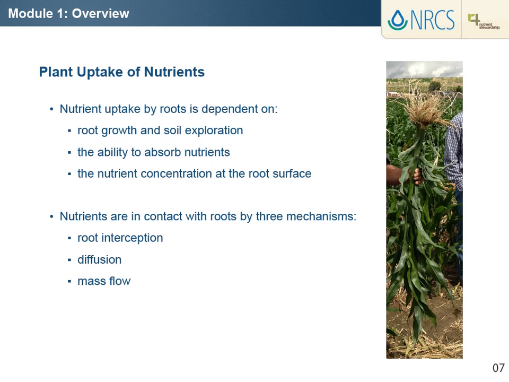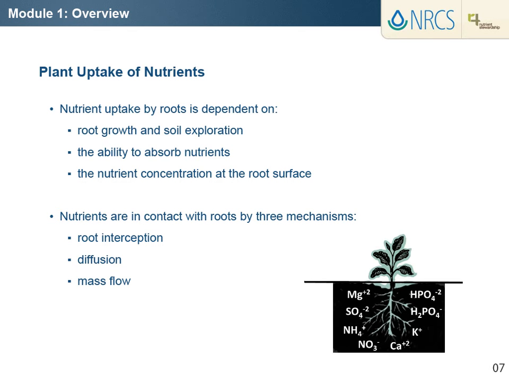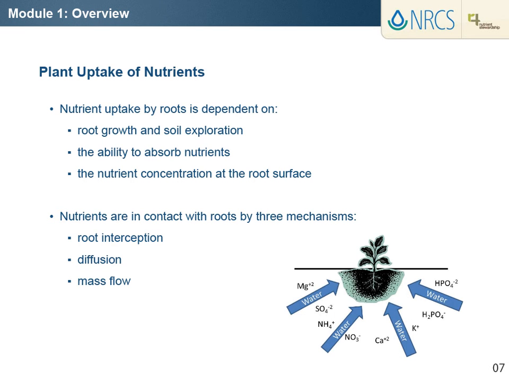Nutrient uptake by roots is dependent on root growth, the ability to absorb nutrients, and the nutrient concentration at the root surface. As roots grow, root interception occurs as roots come directly in contact with some nutrients. However, this only accounts for a very low percentage of the total amount of nutrients taken up by plants. Alternatively, water can move toward and into the root as the plant uses water or transpires.